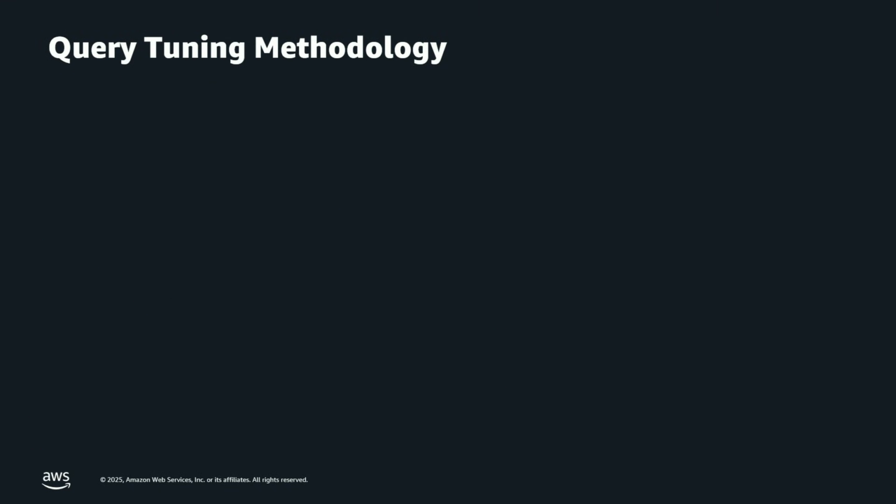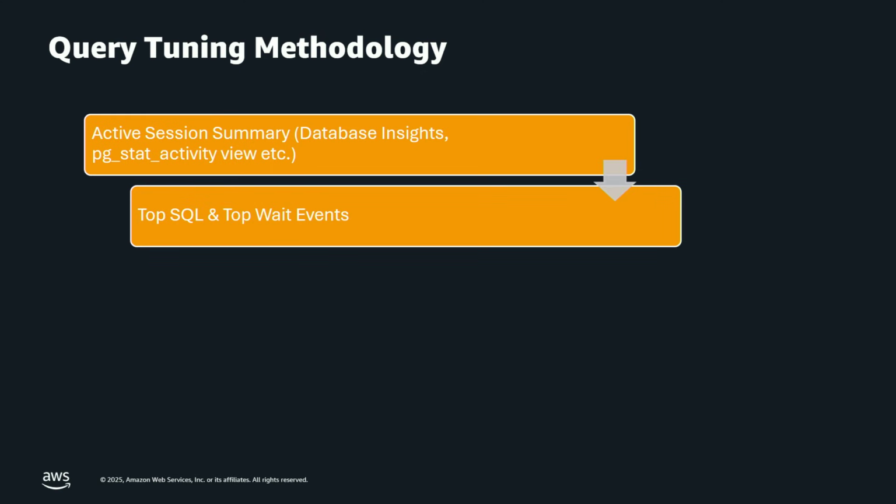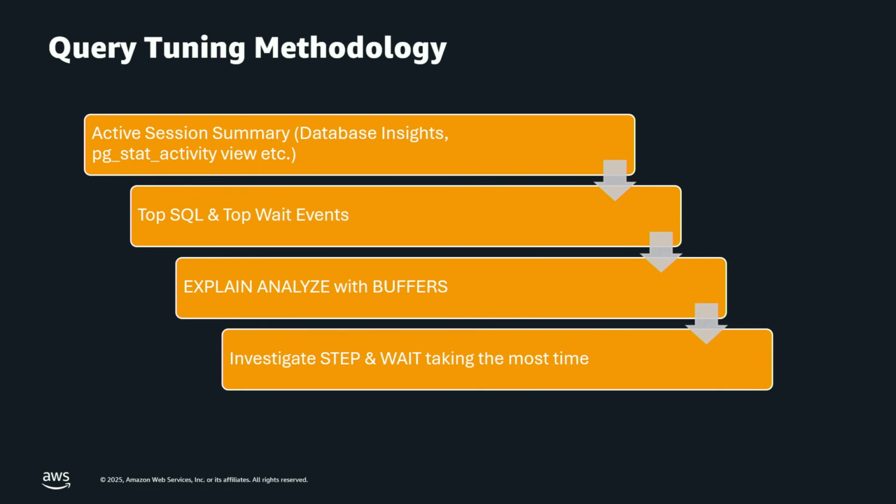Next, we can look at query tuning methodology, which is a step-by-step process where you would start with looking at active session summary in database insights, performance insights, or you can look at the pg_stat_activity view inside the database, and you can look at top SQLs and top wait events consuming those resources, and you will generate an explain analyze plan with the buffers option where you can see shared buffers information as well, and investigate from that.